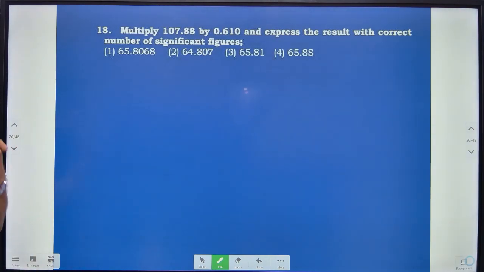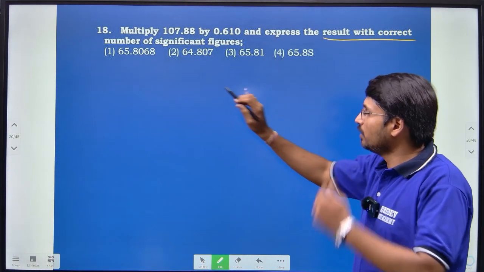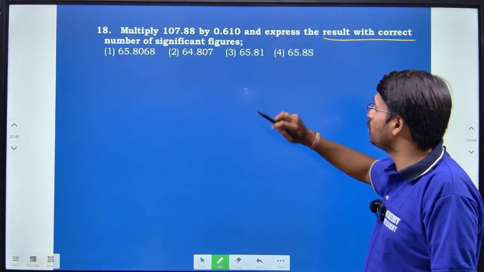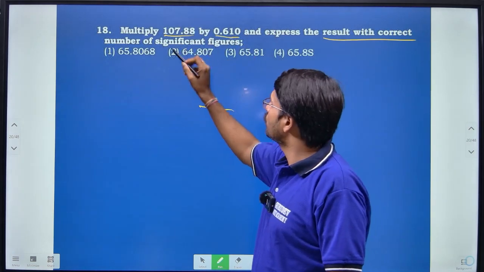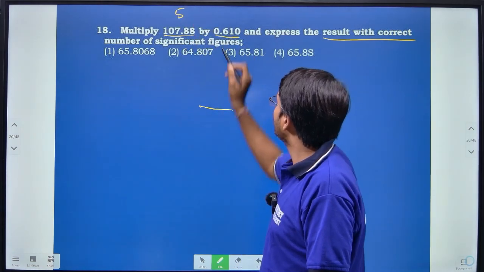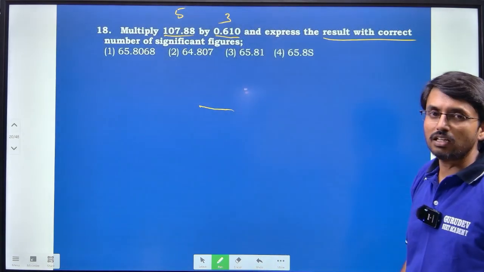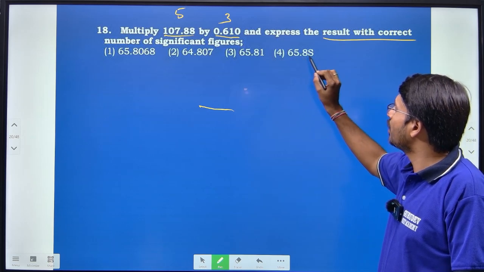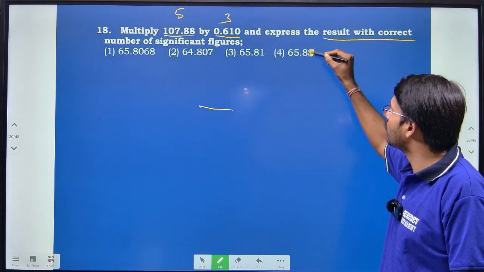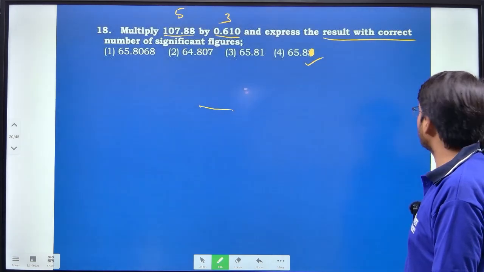Next, multiply two numbers and express the result with the correct number of significant figures. What is the rule we have to remember? Whenever you are multiplying, you should know the significant figures for both the numbers. For this one it is 5, and for this particular one it is just 3. So which one is the right answer? But there is a small typing error here. It is written as 65.8 multiplied by s. We don't have this s, so just 65.8 is the right answer, not the s.